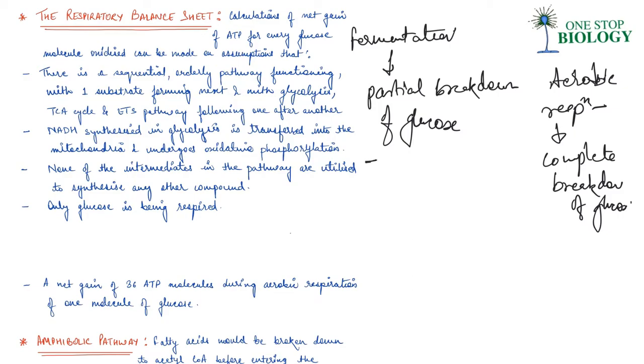Then in fermentation, we get two molecules of ATP for each molecule of glucose. So from one molecule of glucose, we get two molecules of ATP, right? This is basically for each molecule of glucose which is degraded to pyruvic acid. Whereas a lot more molecules of ATP are generated under aerobic conditions.